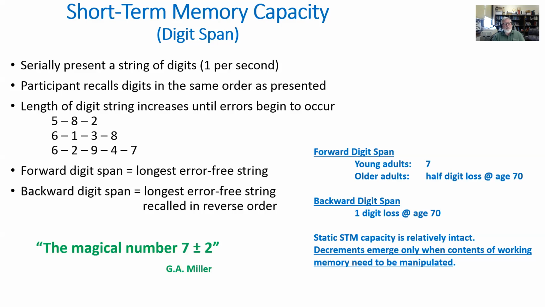So what we typically conclude from simple, straightforward measures of the capacity of short-term memory is that static short-term memory capacity is relatively intact in old age. The decrements in capacity only begin to emerge when we ask the subject to manipulate the contents of short-term memory to a particular extent. In the case of backward digit span, the manipulation we ask them to do is to reverse the order in which they report the result.